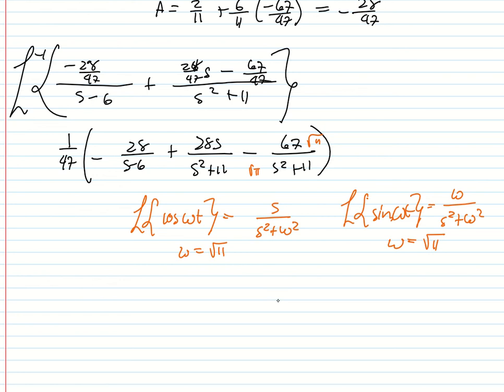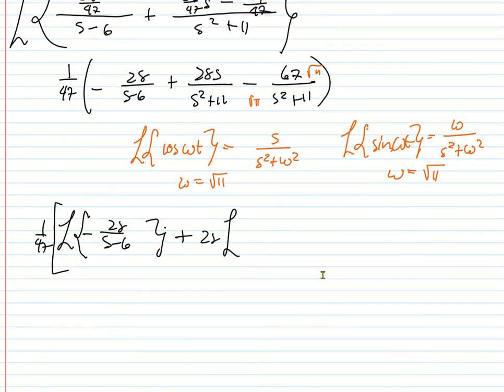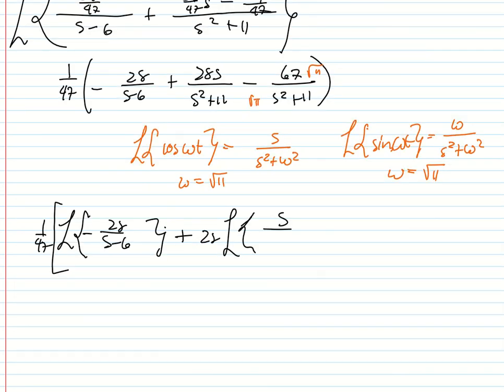So the final now, the inverse Laplace of 1 over 47 of negative 28 over s minus 6, plus, we can distribute that Laplace, 28 over 47 the Laplace of s over s squared plus 11, then minus 67, we move the square root of 11, so that this is the inverse Laplace of the square root of 11 all over s squared plus 11.